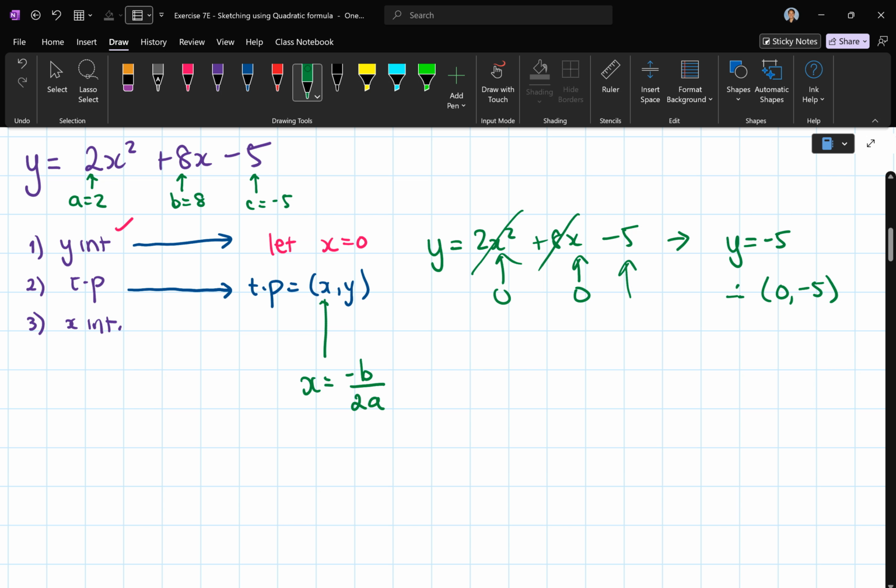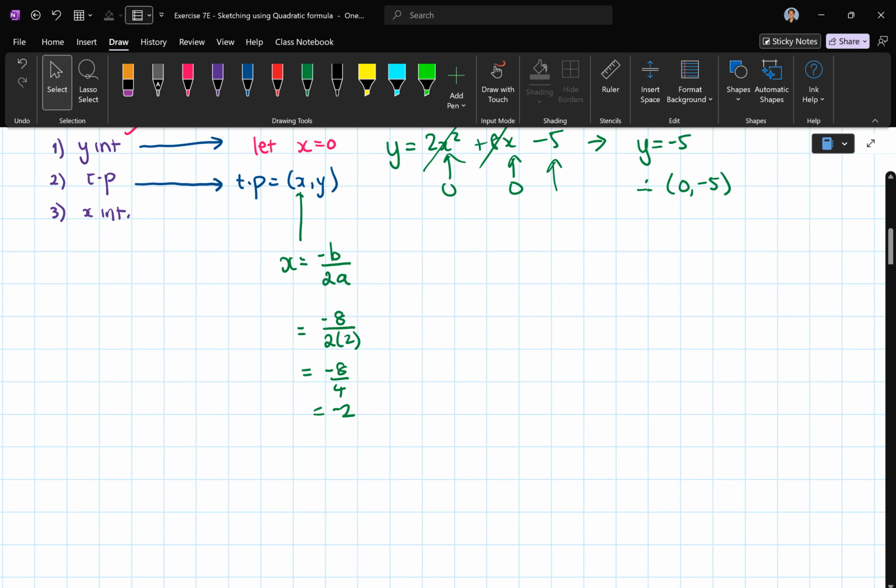And so if I answer the question, negative b, which is negative 8 divided by 2 times 2, because a is 2, and then that becomes negative 8 divided by 4, which is, what's negative 8 divided by 4? That's negative 2. Okay, so that tells me I now know my turning point. Therefore, my turning point is at negative 2, and I don't know what the y coordinate is.